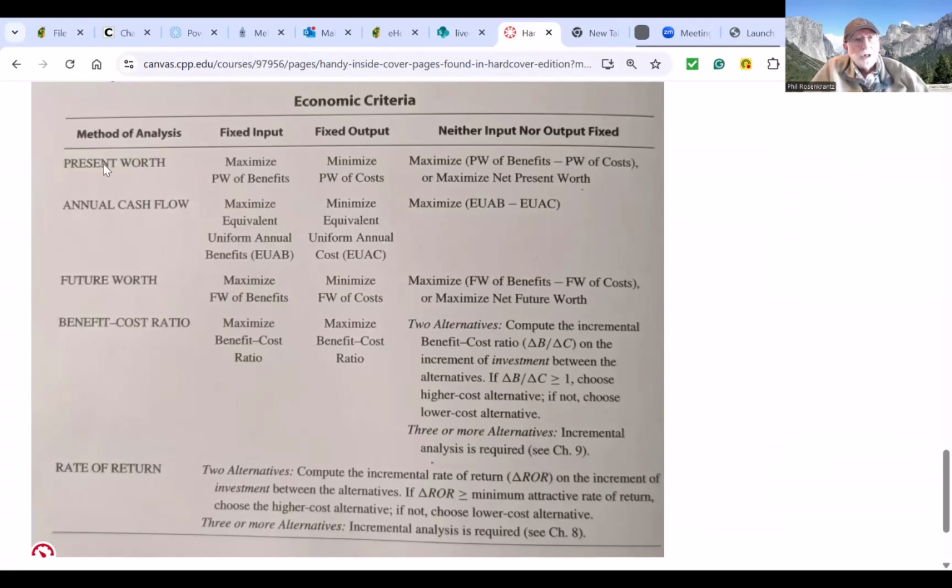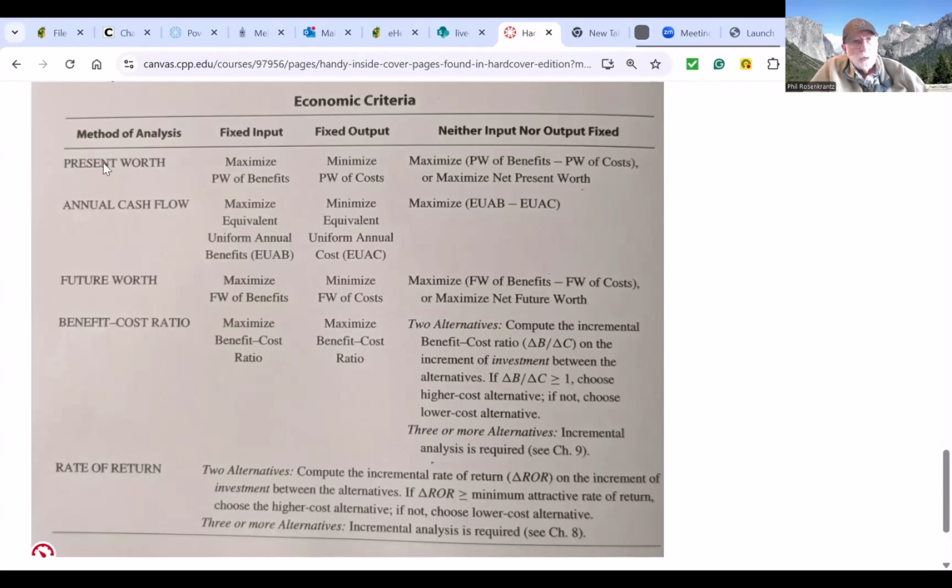On the left, you see the different methods of analysis we've been learning. For example, the first one there, present worth, that's chapter 5. Annual cash flow, chapter 6. Future worth, benefit cost ratio, chapter 9. Down here we have rate of return, that's chapter 7 and chapter 8. So these represent the different techniques that you're learning. And any one of those will work and give you the same answer if you do it properly.